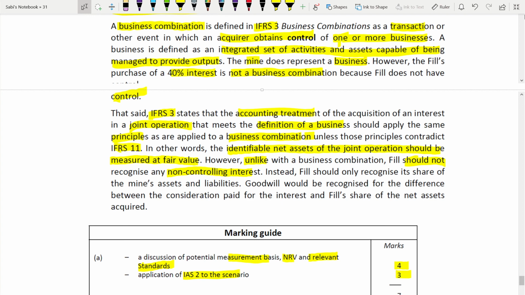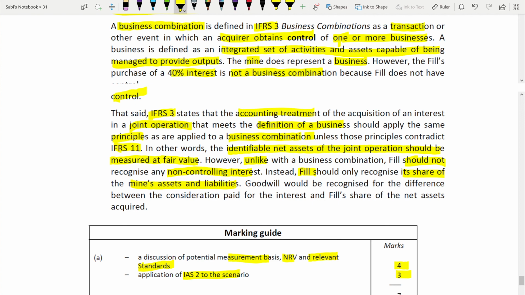Okay. Instead, Phil should only recognize, and no goodwill also? Goodwill will be recognized, but NCI will not be there in that calculation. Instead, Phil should only recognize its share of the assets. What should they recognize? Phil, you should mention the name of the company. It should recognize its share of assets and liabilities. Whatever Phil's share is, that means 40% of the assets and 40% of the liabilities, you have to recognize for Phil. Not 75%, not that 35%.